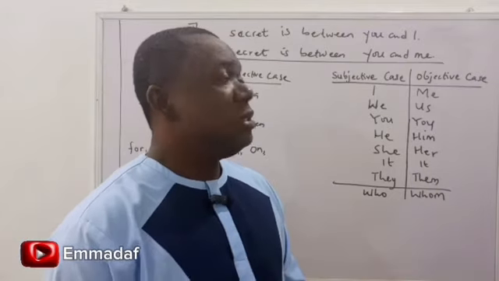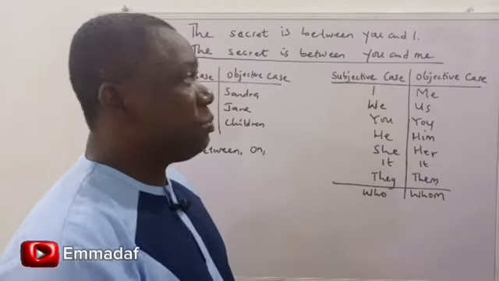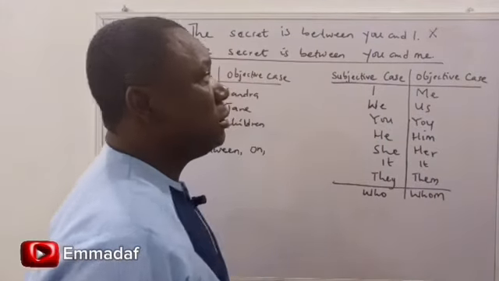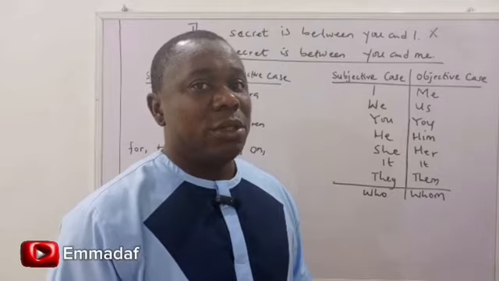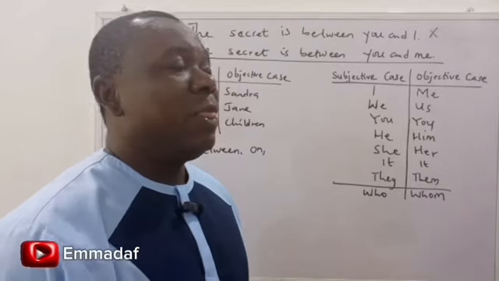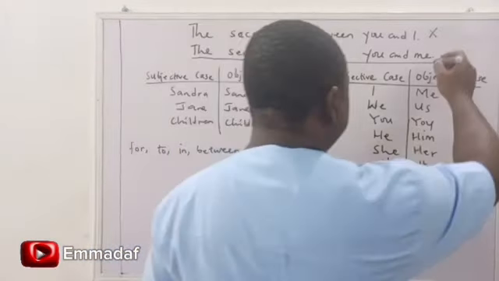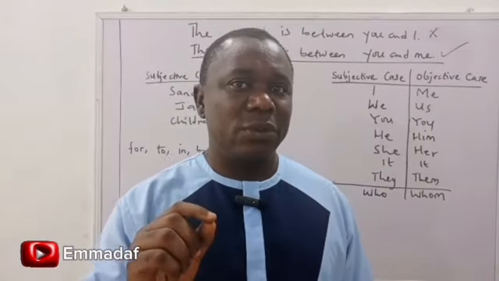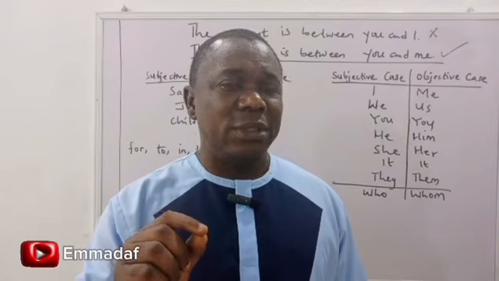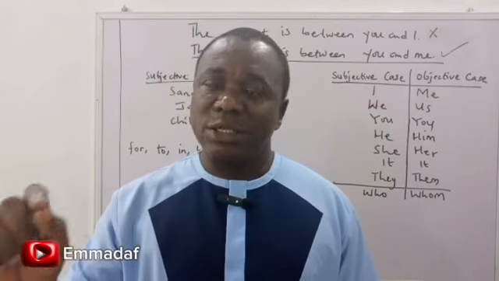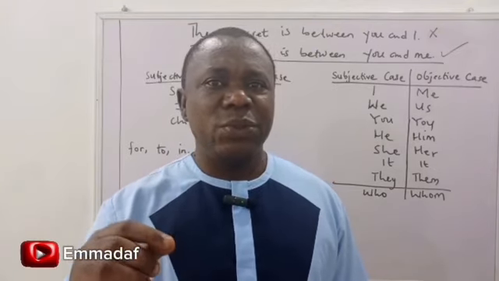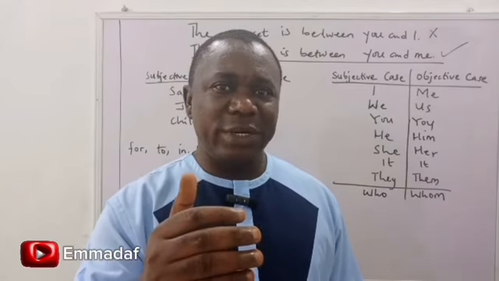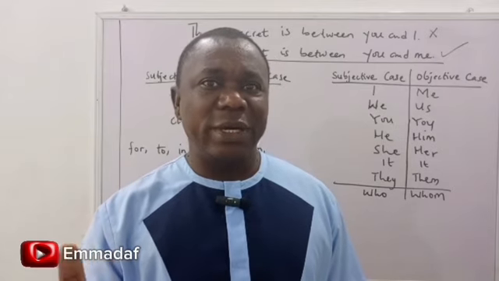Now, the first sentence, the secret is between you and I, is incorrect. The correct sentence is, the secret is between you and me. It is not enough to just tell you that this one is correct, this one is incorrect. You need to know why. You need to understand why this one is incorrect and this is correct.